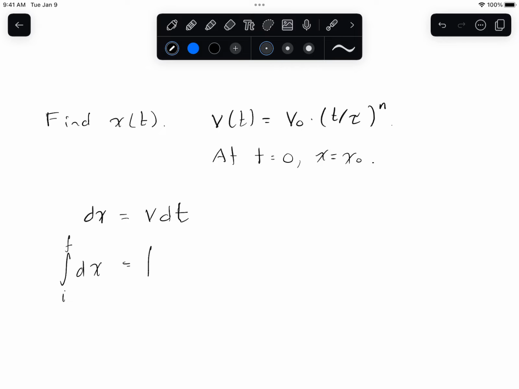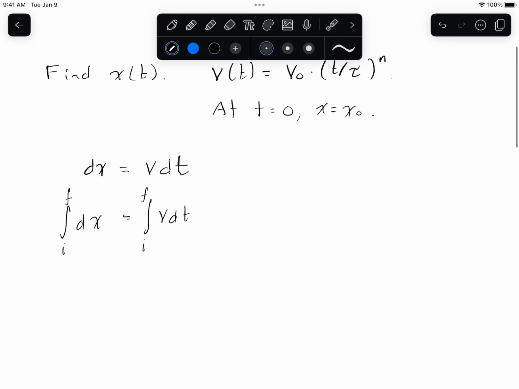And I'm always integrating from the beginning of the story to the end of the story. So I am marking these limits here as initial and final just to remind myself that that's what I'm going to do. And notice on the left hand side, I'm going to have an integral over position, dx. So my integration variable is x. So when I put in my proper integration limits, at the beginning of the story, the value of x is x naught. At the end of the story, it's going to be xf, the final position, whatever it is.